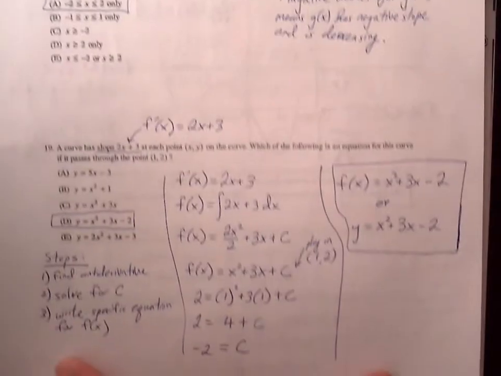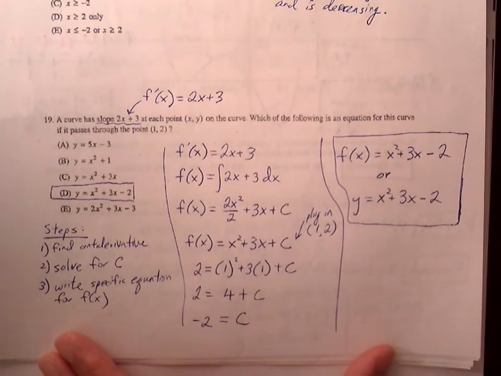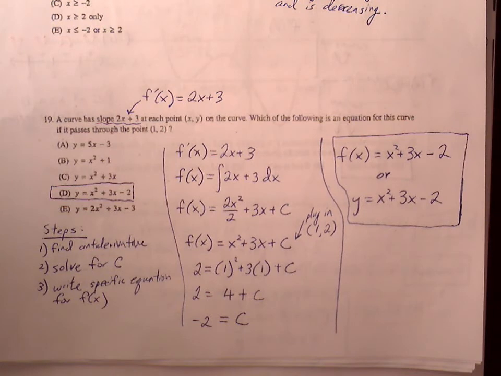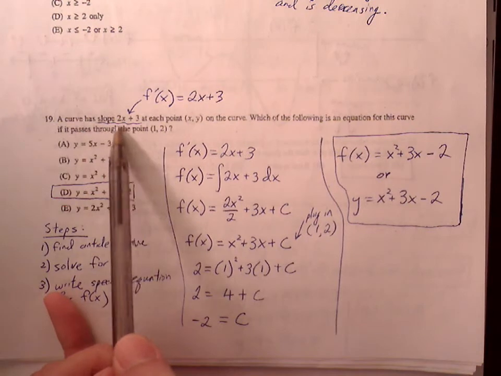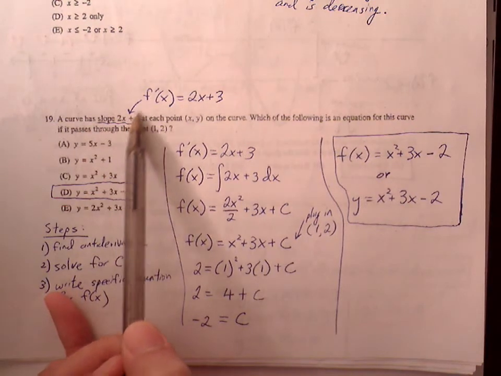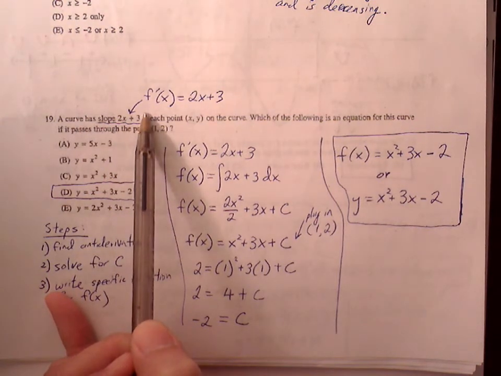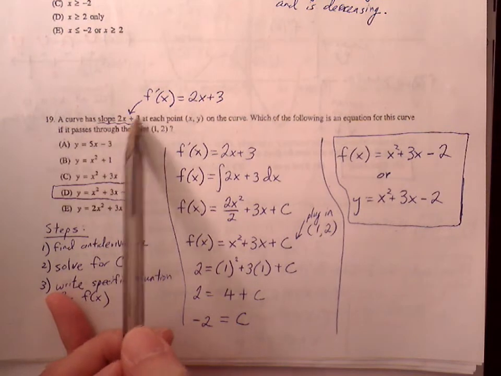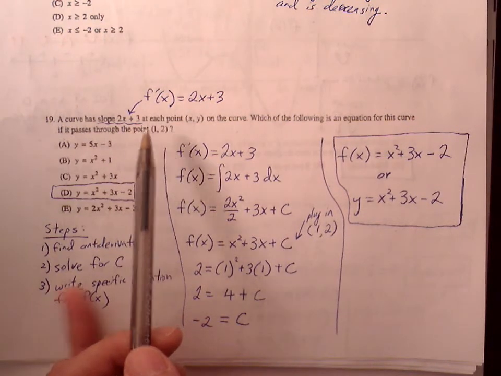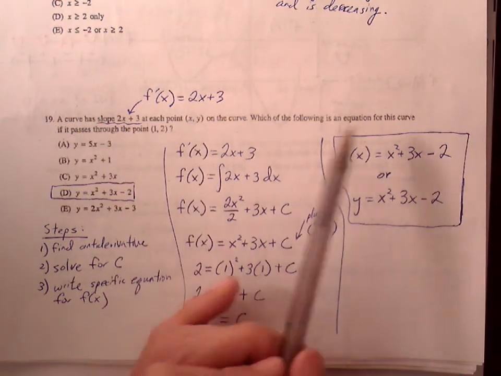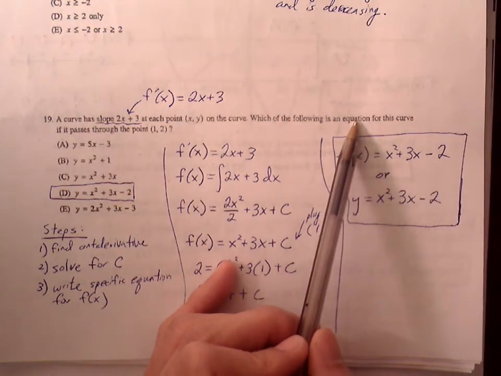Number 19. A curve has slope 2x plus 3. That's just a confusing way of saying f prime is equal to 2x plus 3. So 2x plus 3 represents the slope pattern of a particular function. So that's just basically saying f prime of x equals 2x plus 3. Which of the following is an equation for this curve? So we want to find f of x.